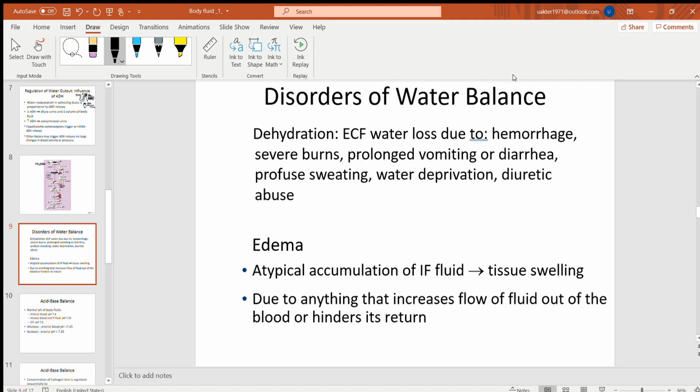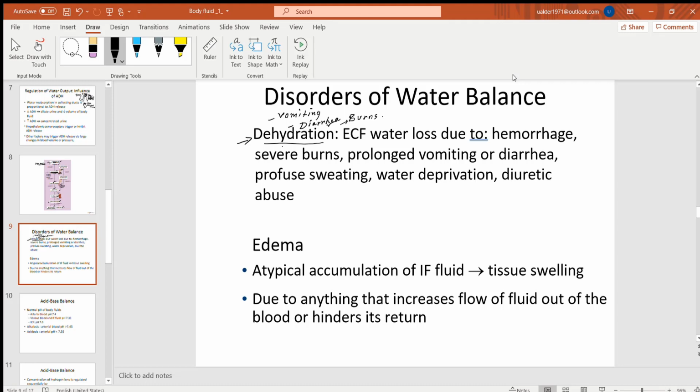Disorders of water balance. A very commonly heard term is dehydration. You know that dehydration occurs. Common causes are vomiting, diarrhea, so these are very common, right? Vomiting, diarrhea, burns. When burns occur, body fluid comes out under the skin, edema occurs, right? So those are the common causes of dehydration.